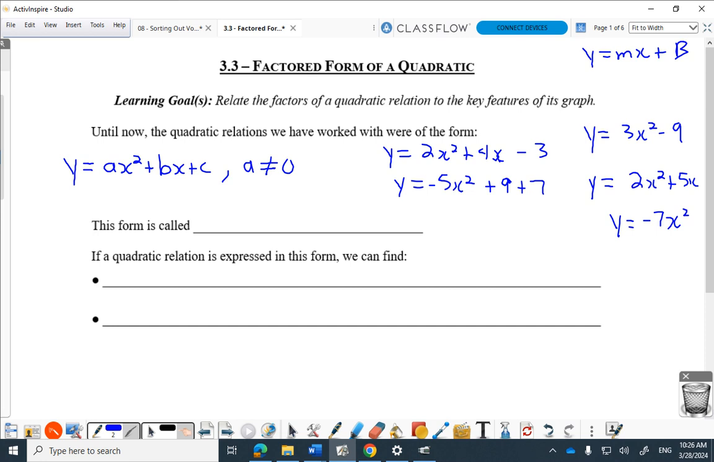When quadratics are given this form, it is called standard form. And what I mean by that is that's what you'll usually get. You'll usually get standard form. But I have 2 more forms to show you this month. And I'm going to introduce one today. One of the other forms that I'm going to show you.